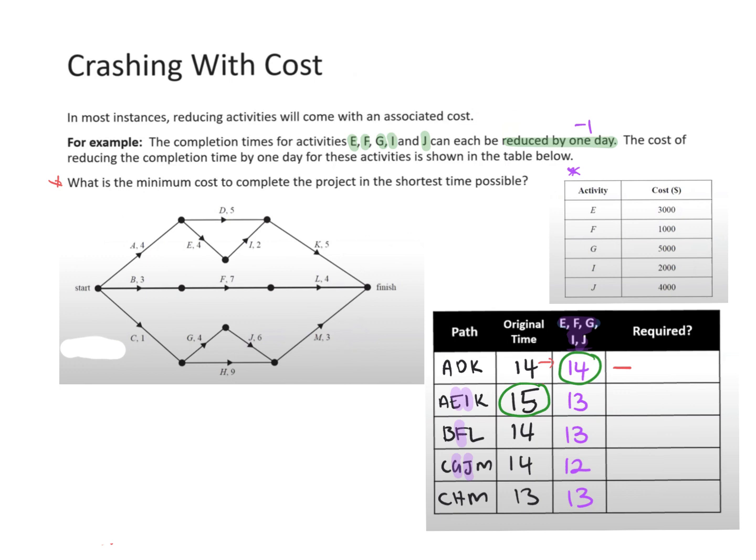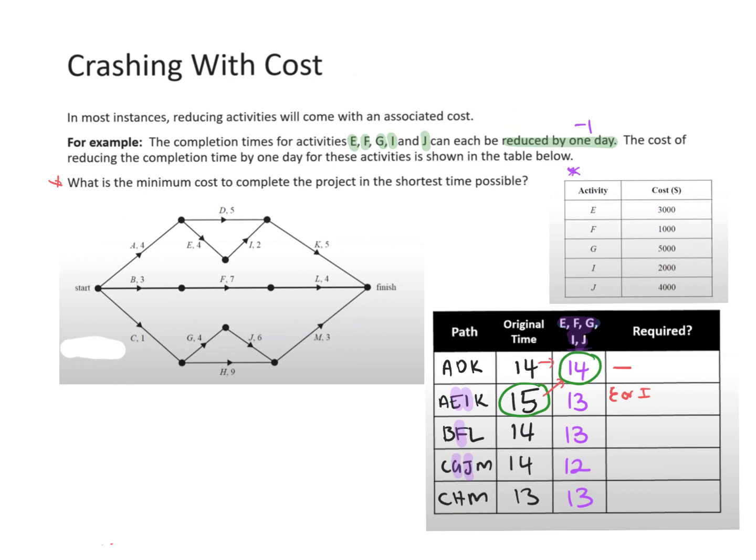Now, to get 15 to 14, what do I need to take away? One activity. So it could be either E or I, yes? So 15 has to go down to 14. So that one, it could be E or I by 1. So we'll wait and see.